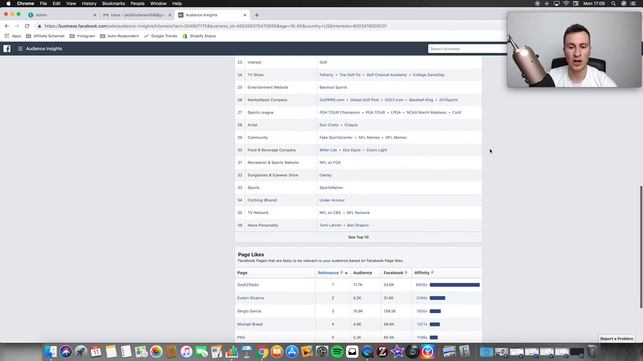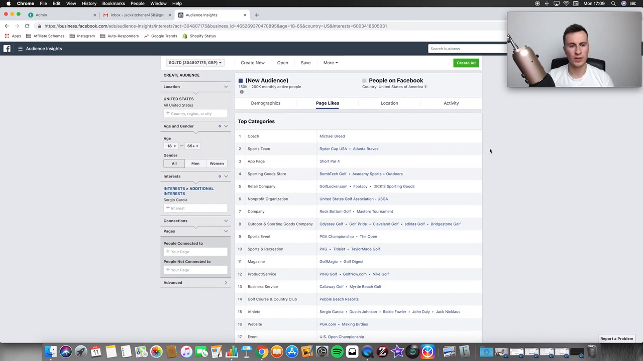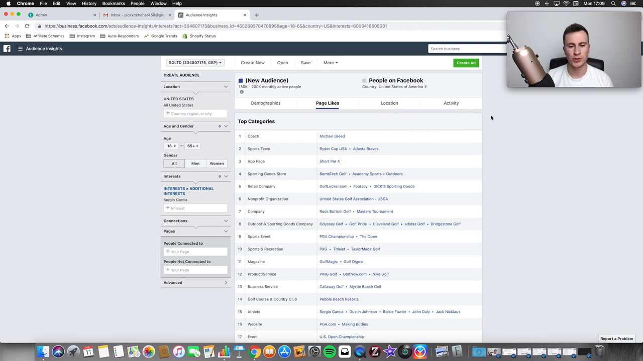The affinity scores are high, and therefore the audience within the Sergio Garcia interest has a high concentration of other golf interests. That's a strong sign that people within this interest play golf, because the majority of the interests, top categories and page likes are also related to golf, if that makes sense. Hopefully I've explained that well.